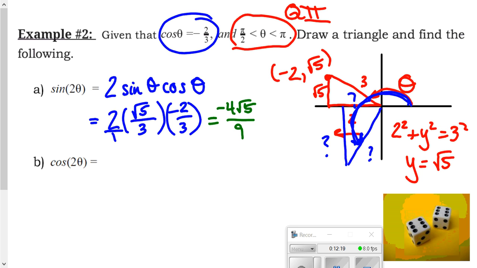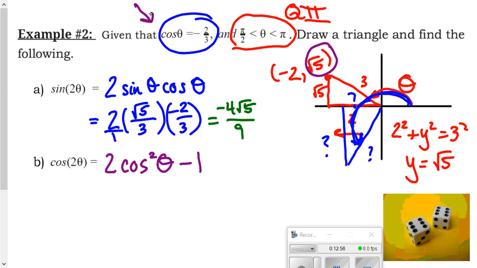Yay! Then, cosine double angle. I told you I would use all the different versions. So the version I'm going to choose on this is 2 cosine squared theta minus 1. And the reason I would choose this version on this problem is, what if I screwed this up over here? What if I have the wrong number? Then my sine value is wrong. However, given in the problem was cosine. So I know cosine is for sure negative 2 over 3 because it's in the problem. I didn't make that up. The problem made that up.